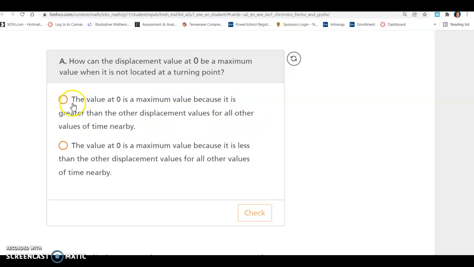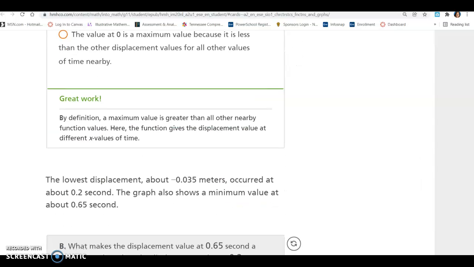All right, so our choices are: the value at 0 is a maximum because it is greater than the other displacement values for all other values of time. The value at 0 is a maximum because it is less than the other displacements. Well, you know that a maximum is greater than, not less than, other displacements. So it'd have to be the first one.